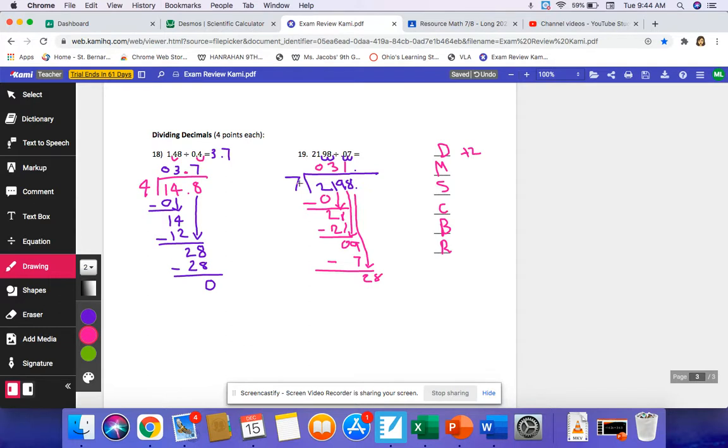28 divided by 7 is 4. 4 times 7 is 28. Subtract, gives me 0. So my answer is 3.14.